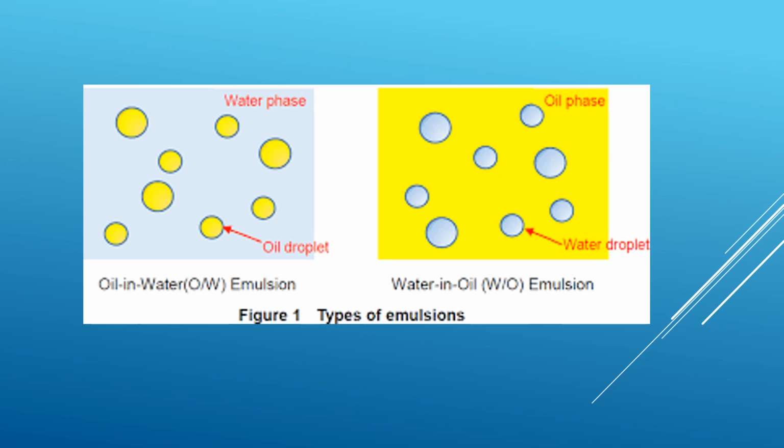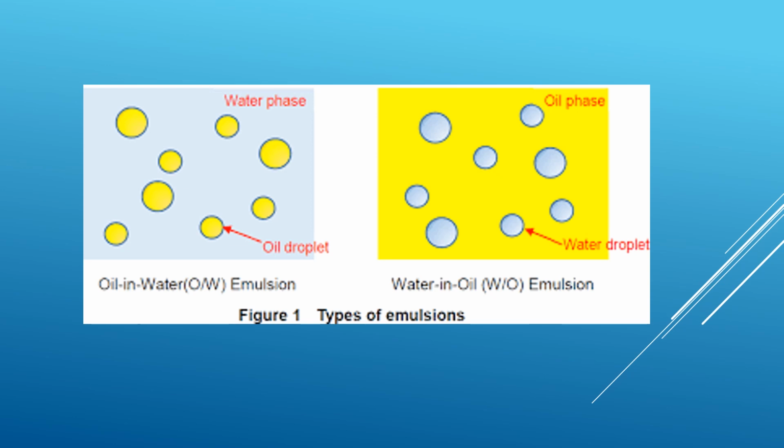Basically, we have two types of emulsions, oil in water and water in oil emulsion. In the first figure, we can see that oil droplets are dispersed in the aqueous phase. Yellow color denotes oil droplets and the colorless phase is the aqueous phase. So we can see here oil droplets dispersed as minute globules in the continuous phase, that is the aqueous phase. So it is oil in water emulsion.